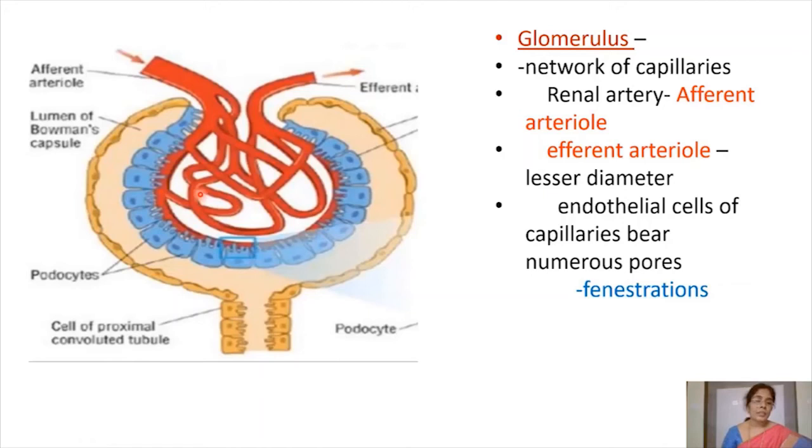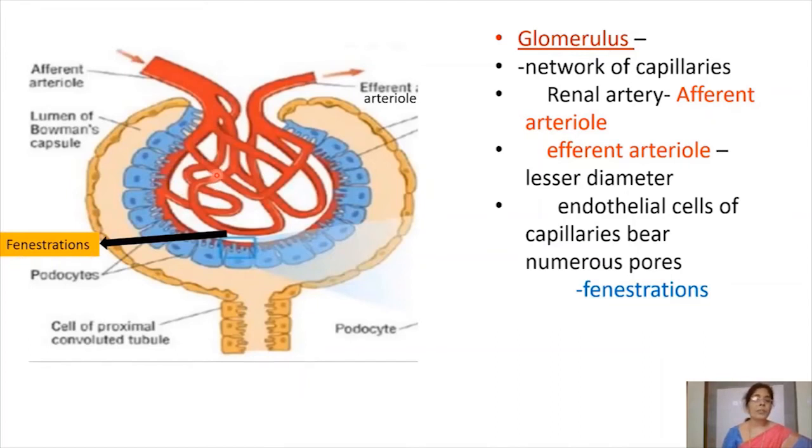అండ్ ద వాల్ ఆఫ్ ద capillary, that is said to be endothelium. The cells are endothelial cells. So the endothelial cells of glomerular capillaries, they bear minute pores. Numerous pores are there. The pores are known as fenestrations.